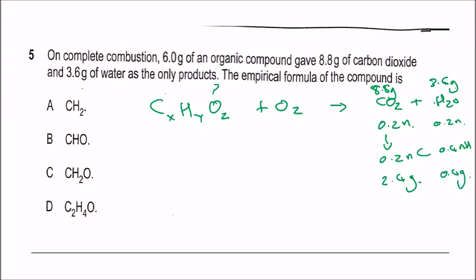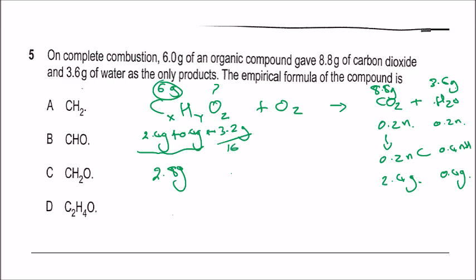So therefore, if I started off with 6 grams of my original compound, 2.4 grams of it was carbon, 0.4 grams of it was hydrogen, so in total, obviously, that's 2.8 grams. So there must be oxygen in the compound, and it must be 6 minus the 2.8 grams, so we must have 3.2 grams of oxygen in there. If I work out the moles of oxygen, dividing that by 16, that tells me I have 0.2 moles of oxygen.